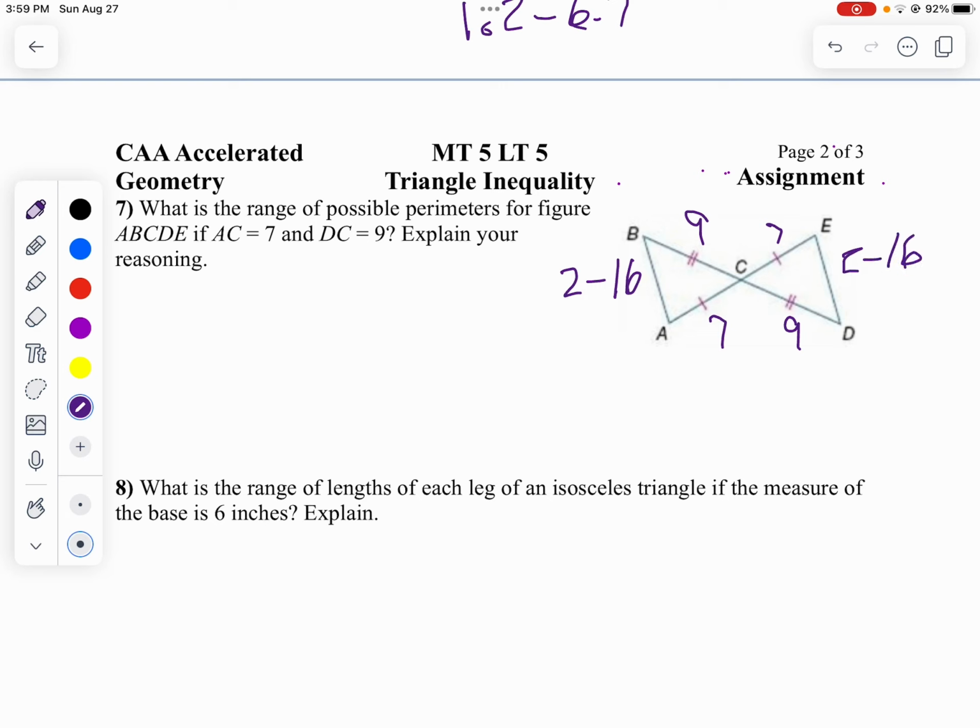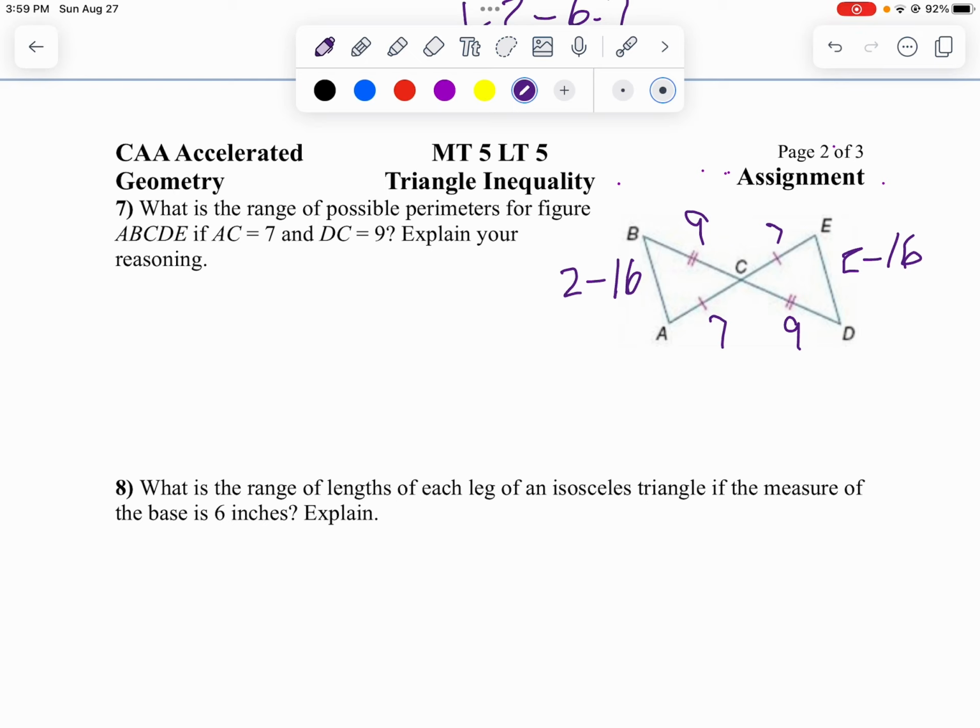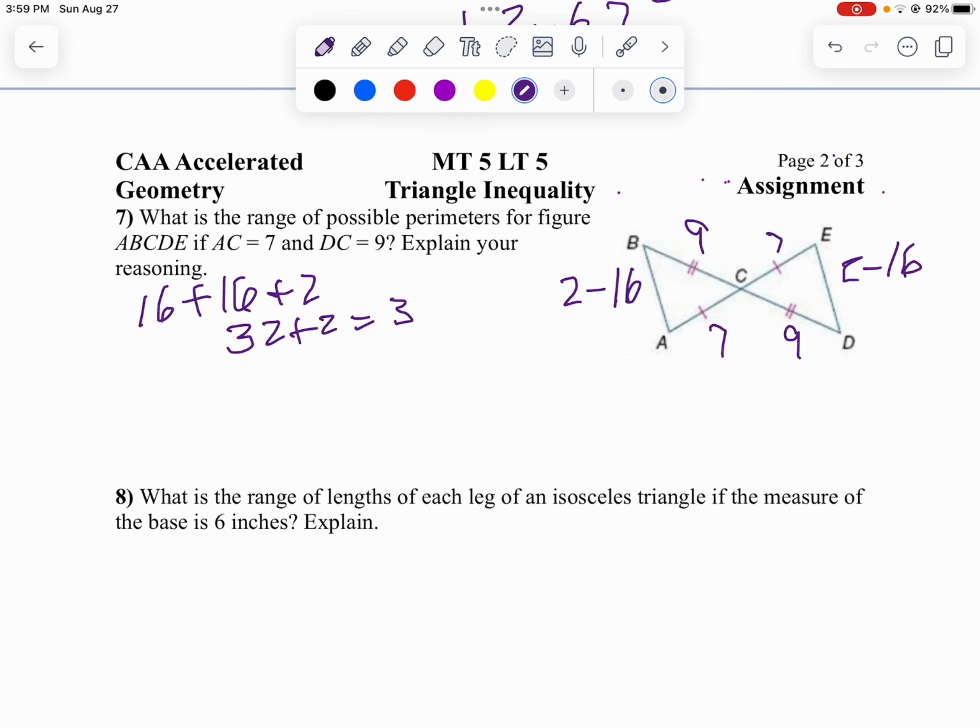Well, then let's add up what we know here. We know 7 plus 9 is 16. Plus 16 plus 2. Now, it can't be 2, but it can be just a little bit bigger than 2. So 16 plus 16 is 32. 32 plus 2 is going to be 34. So the smallest it can be is just a little bit bigger than 34.